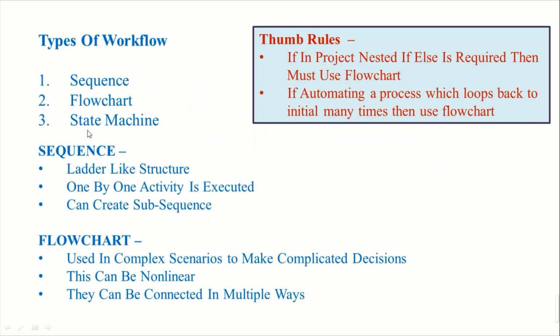So here you can see in the types of workflow, there are three types of workflow in UiPath: sequence, flowchart and state machine. We will see state machine in another video. I will make a separate video of state machine. In this video we are going to see sequence and flowchart and the difference between them. So first let's see the sequence type of workflow.